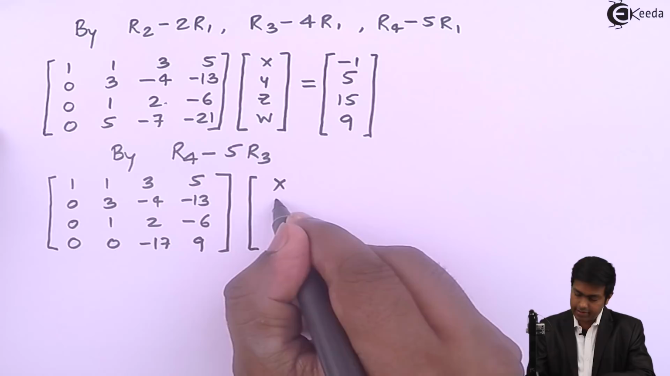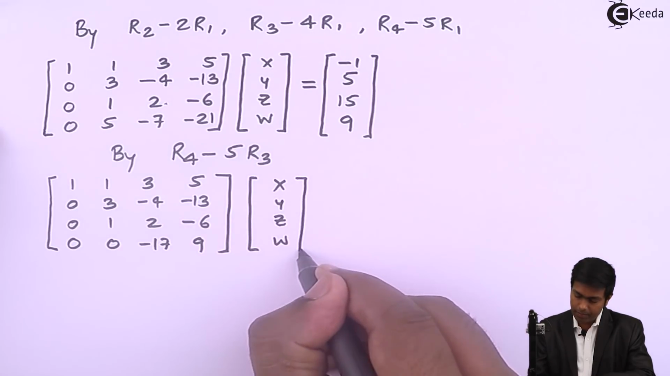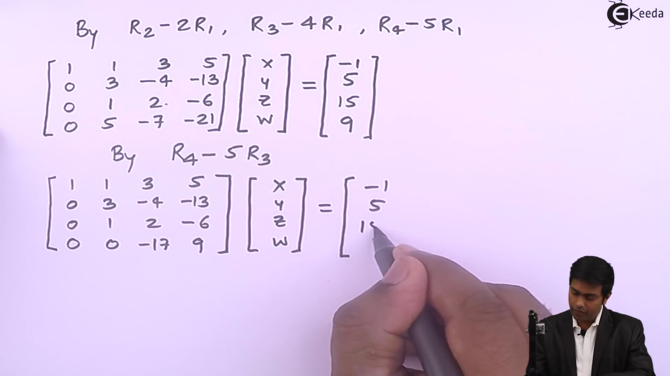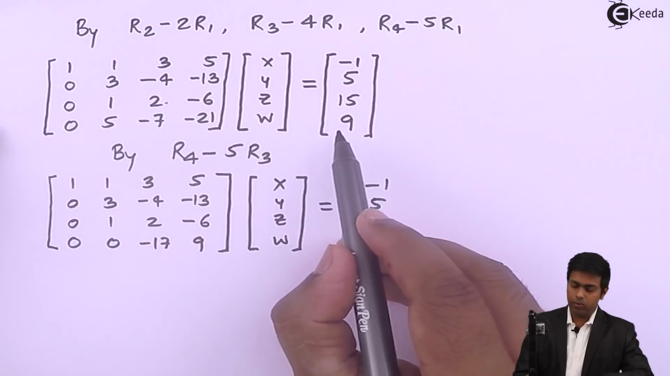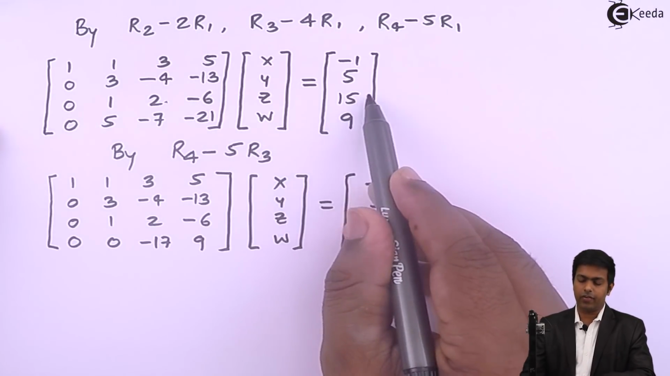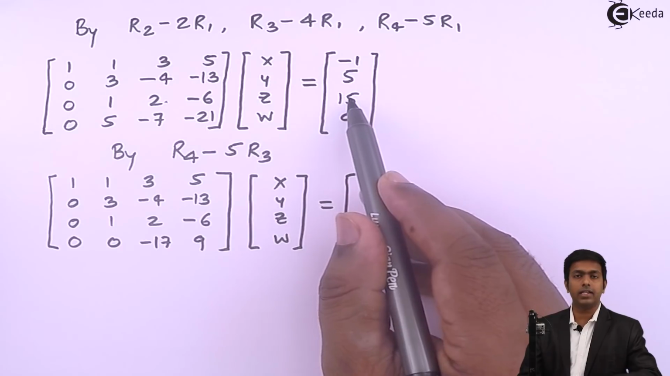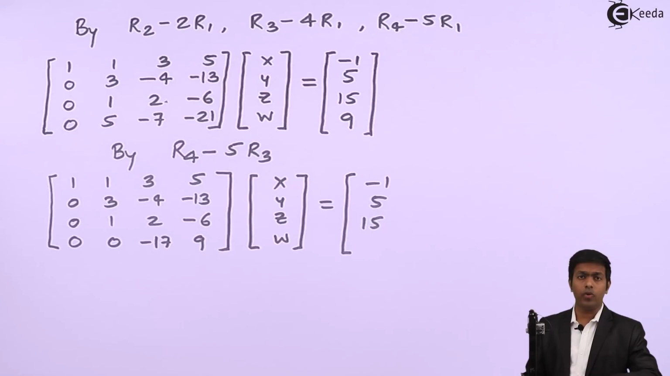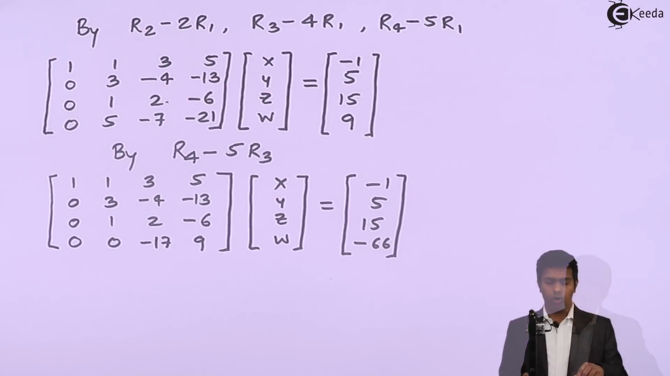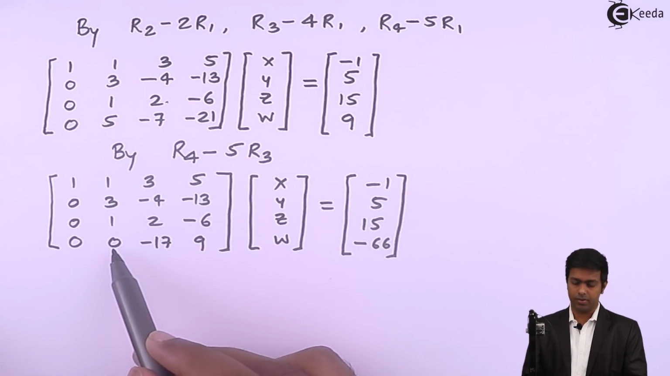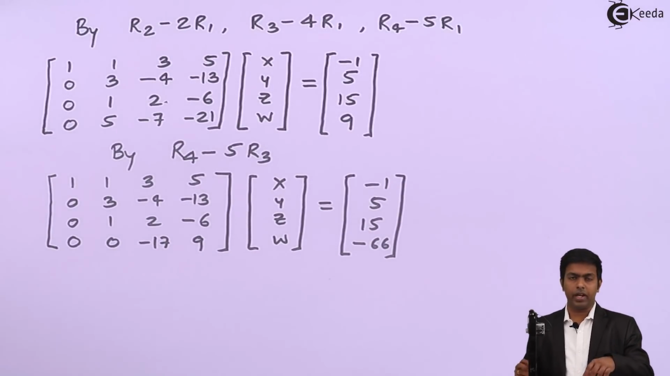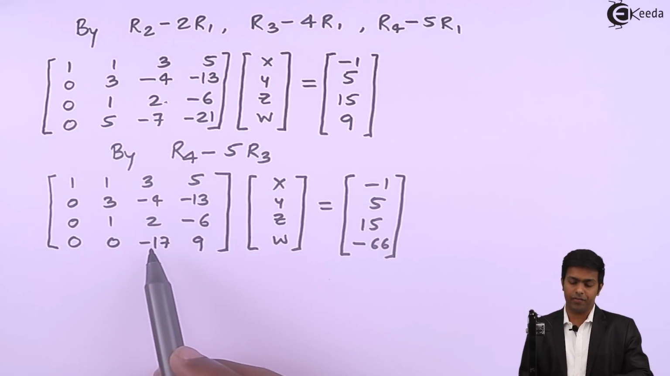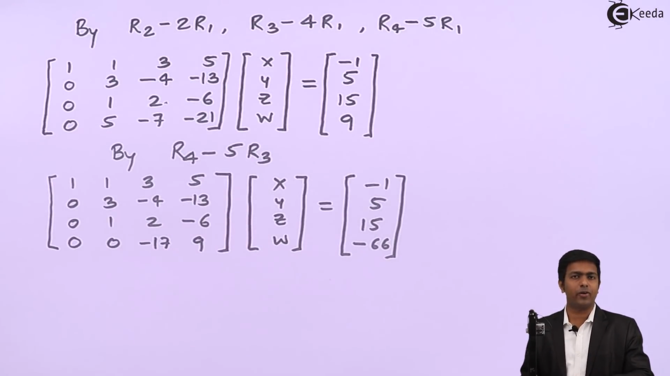Here we will get x, y, z and w. Next, here we will get minus 1, 5, 15. Now we will do R4, that is 9 minus 5 times 15. So 5 times 15 is 75. So 9 minus 75, we will get negative 66. So we got this element also as 0. Now we have to make 2 more elements 0, that is this 1 and minus 17, and after that it will be converted into upper triangular matrix.